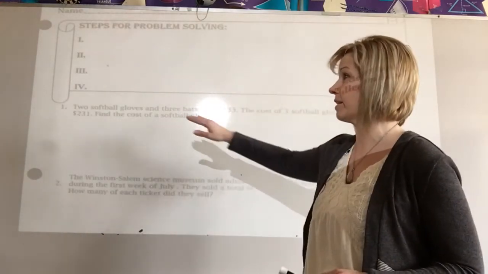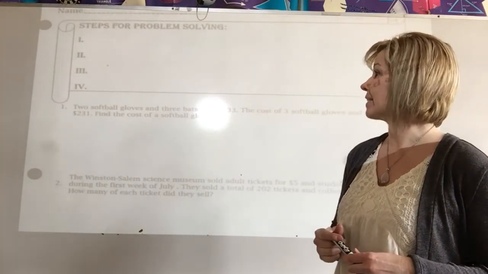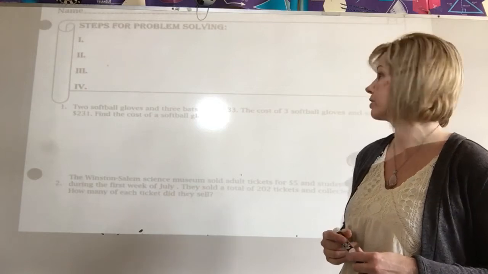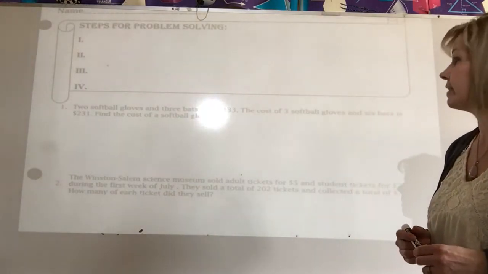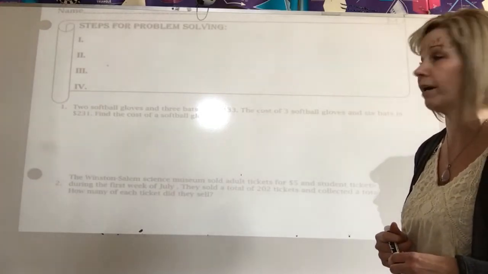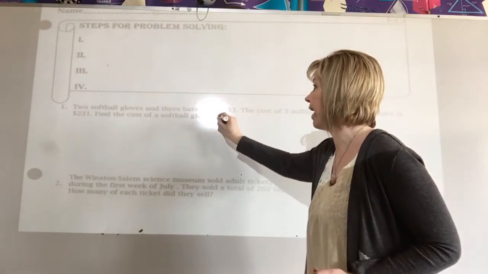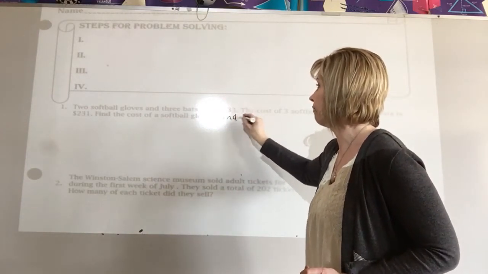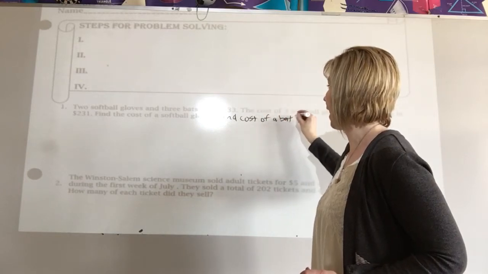So basically it says we have 2 softball gloves and 3 bats that cost $133. The cost of 3 softball gloves and 6 bats is $231. Find the cost of a softball glove, and I actually want you to find the cost of a bat as well. So find the cost of a bat.